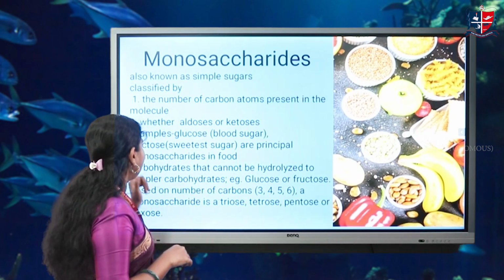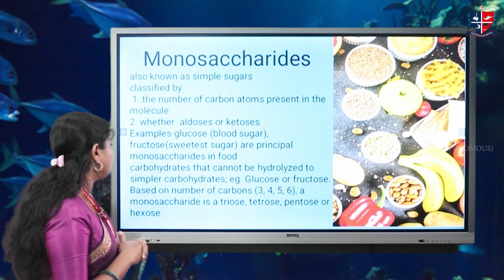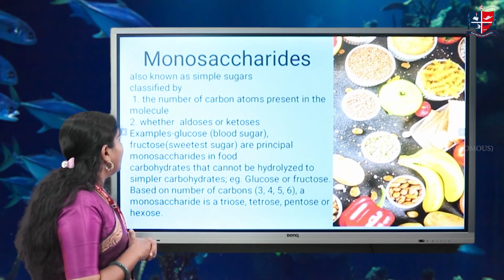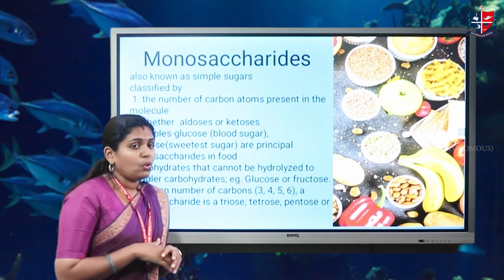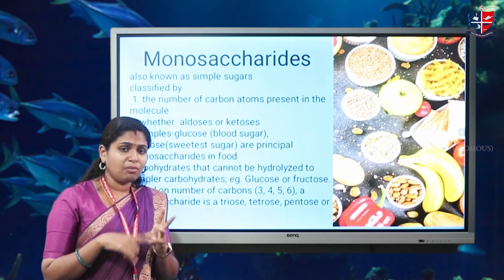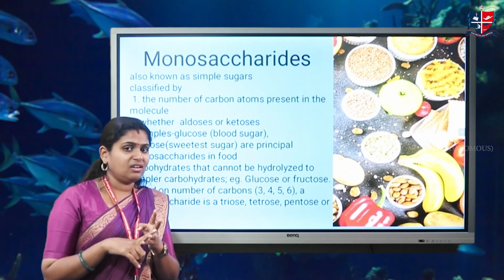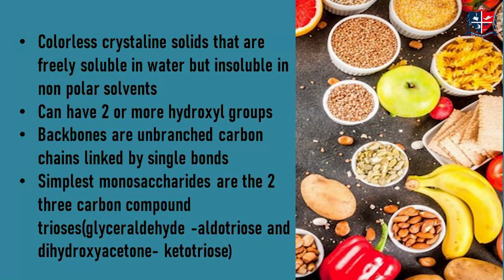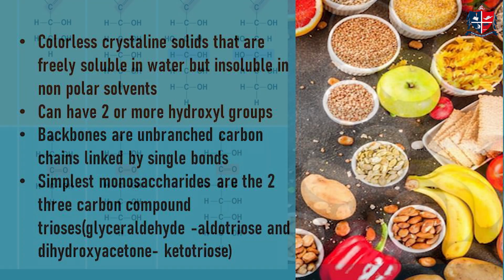And the first one is the number of carbon atoms present in the molecules. They are classified into monosaccharides such as aldoses and ketoses. That means colorless, crystalline solids. These are all examples of the monosaccharide.